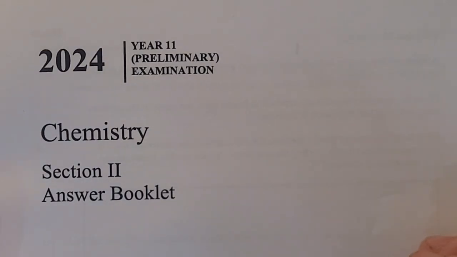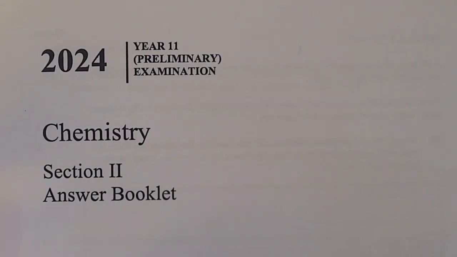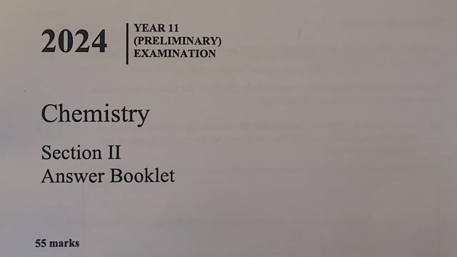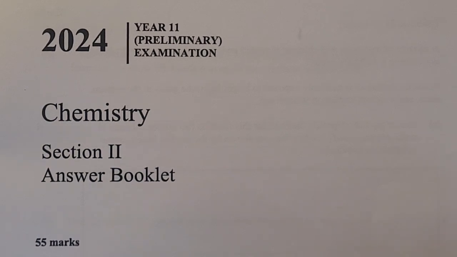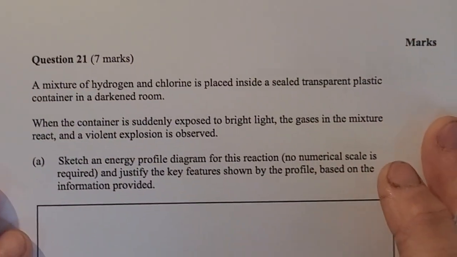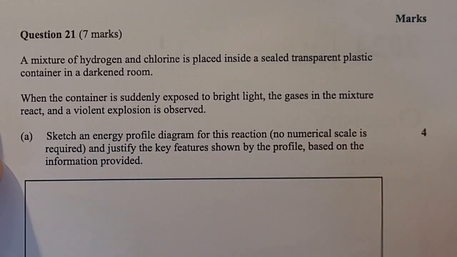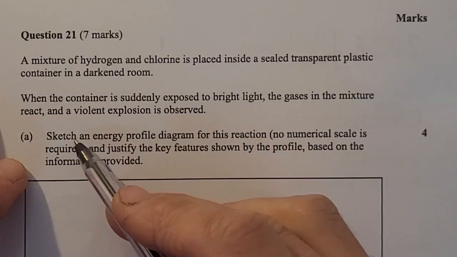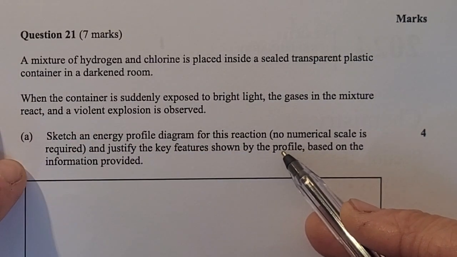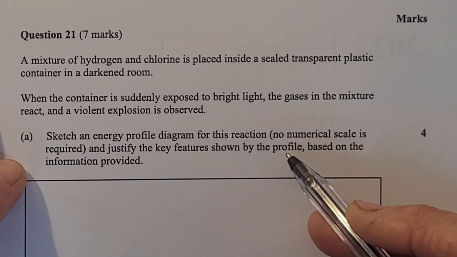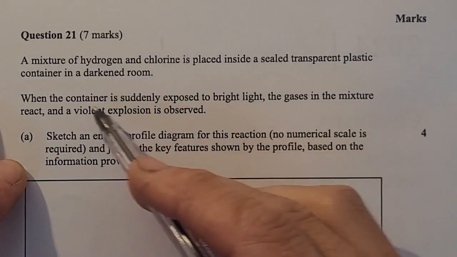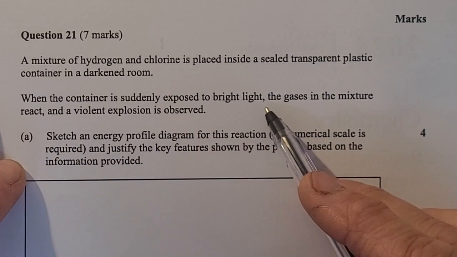Right, so part two, this is the extended answer section. So let's have a look at this year 11 yearly chemistry. Here they're asking us to sketch an energy profile diagram of a reaction between hydrogen and chlorine. Nothing happens initially until it's exposed to light.